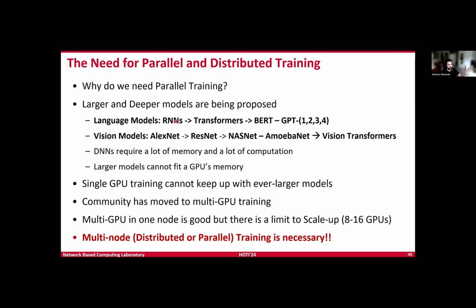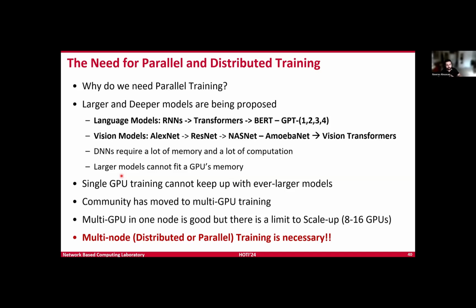With language models, we started with RNNs, then transformers, BERT, and GPT in different versions. Vision models started with AlexNet, and now we have vision transformers and the combination between the two. DNNs require a lot of memory and a lot of computation, and we know that larger models cannot fit in the memory of a single GPU. Also, we might have data sets that are very, very large, millions or hundreds of millions of samples, where training will take a very, very long time to finish. So can we do better than this?